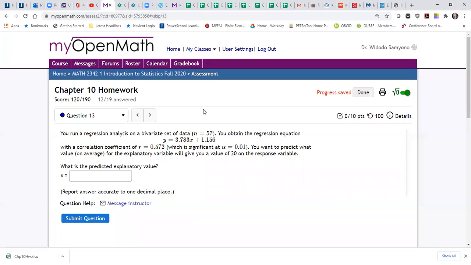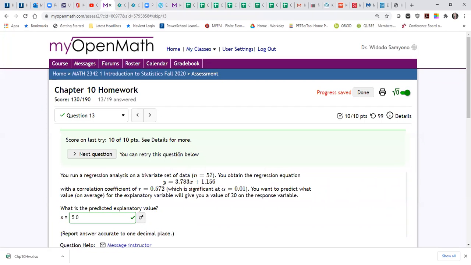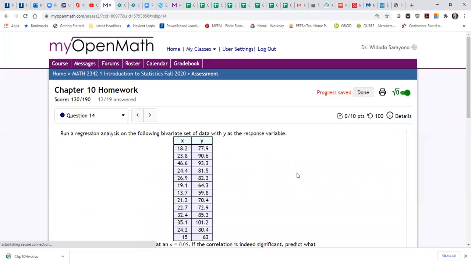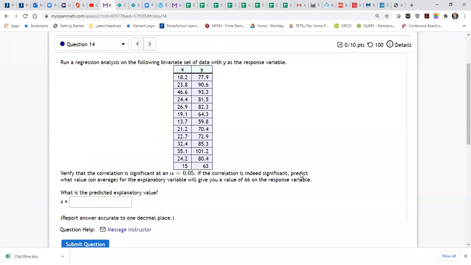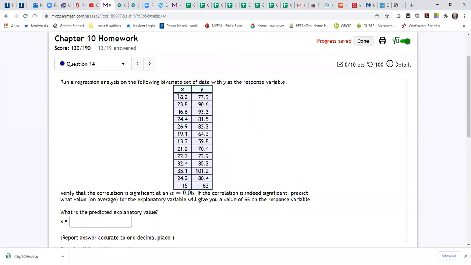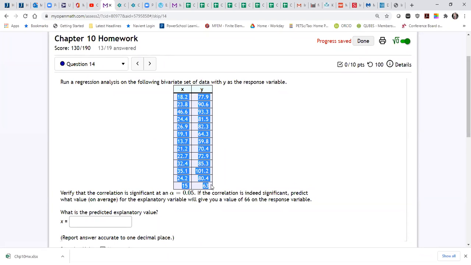You need to copy and paste it here. They ask for one decimal, so one decimal means 5.0. Number 13 is the same thing: you need to find the slope and the y-intercept, and then you can find the x.